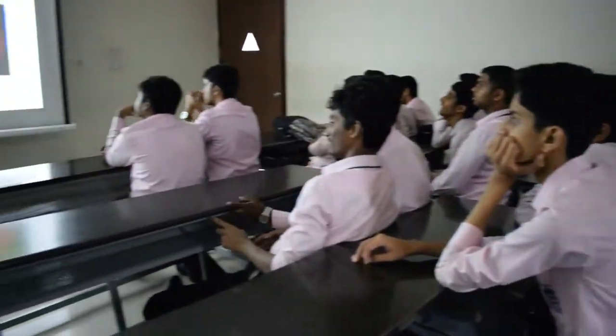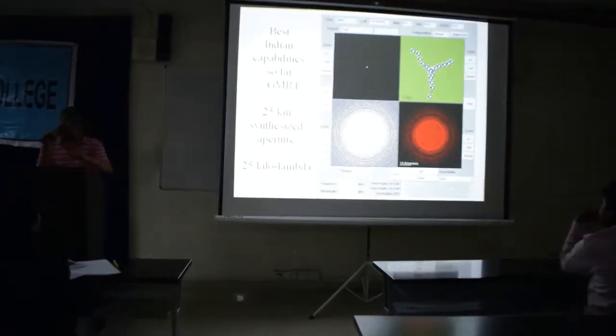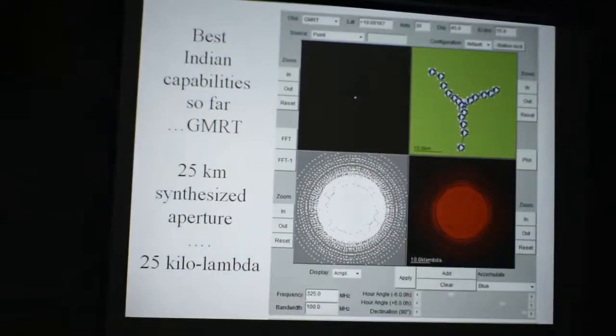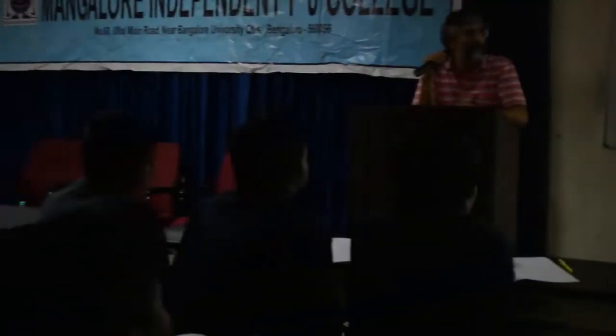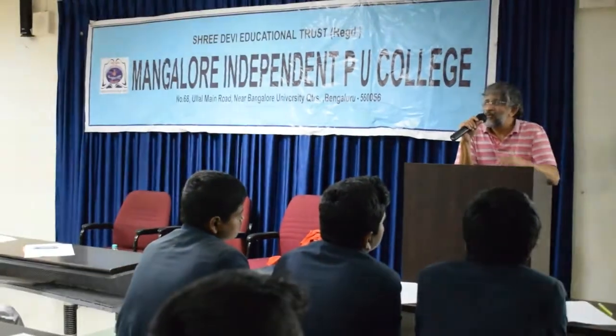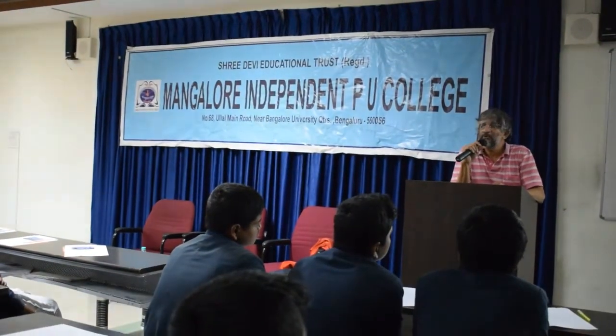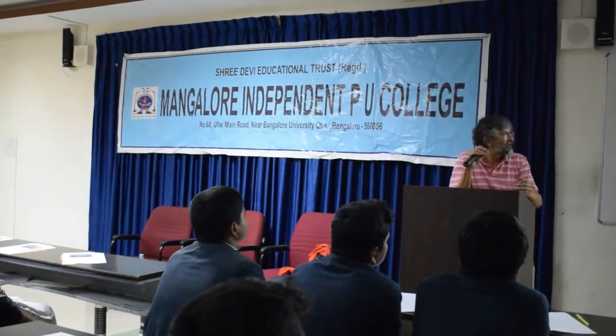Okay, so the second agenda is that GMRT, the biggest telescope in India, gives you angular resolution of a certain kind, and it's 25 kilometers in dimension. We now, with this network, will produce a telescope of many thousand kilometers.